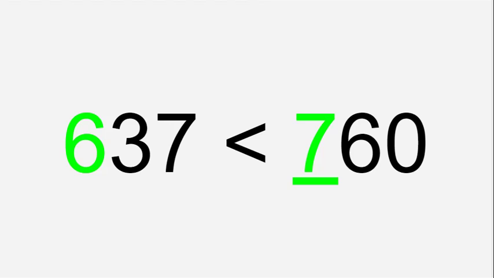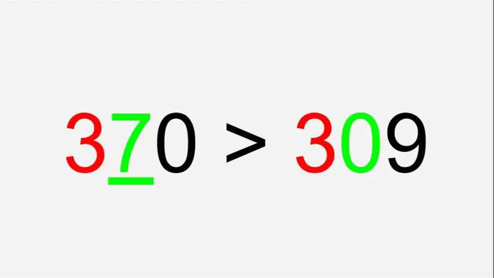Here we have 637, 760. Which one is bigger? We compare the 6 and the 7. 6 is less than 7, so 637 is less than 760. Our next problem is 370, 309. Which one is bigger? We can ignore the 3s because they're both in the hundreds position. We'll look at the 7 and the 0 in the tens place. 7 is greater than 0, so 370 is greater than 309.